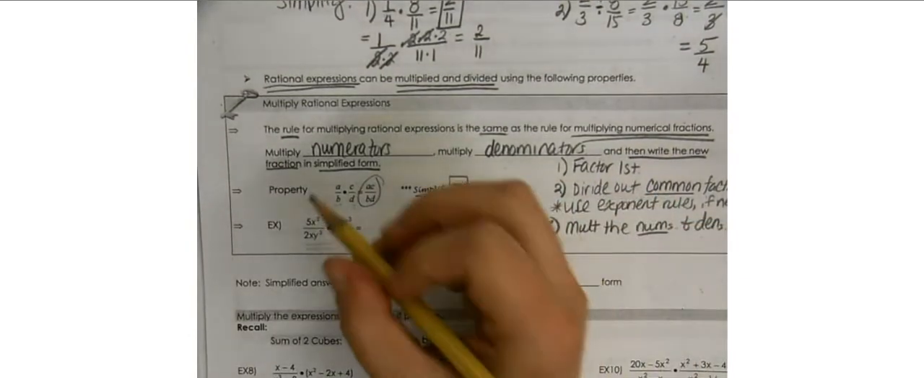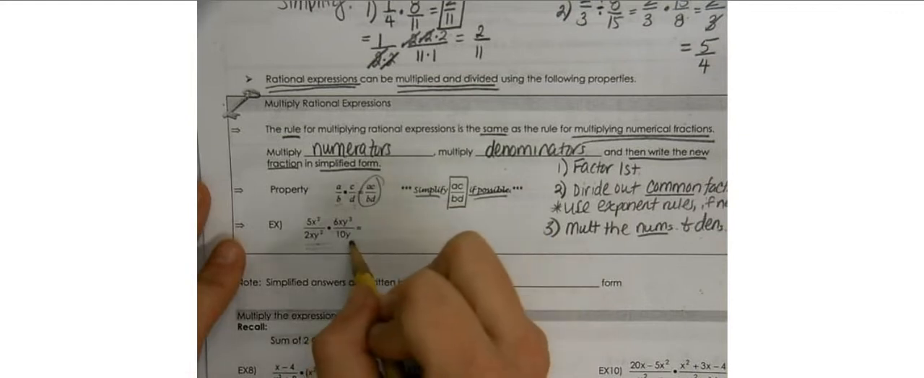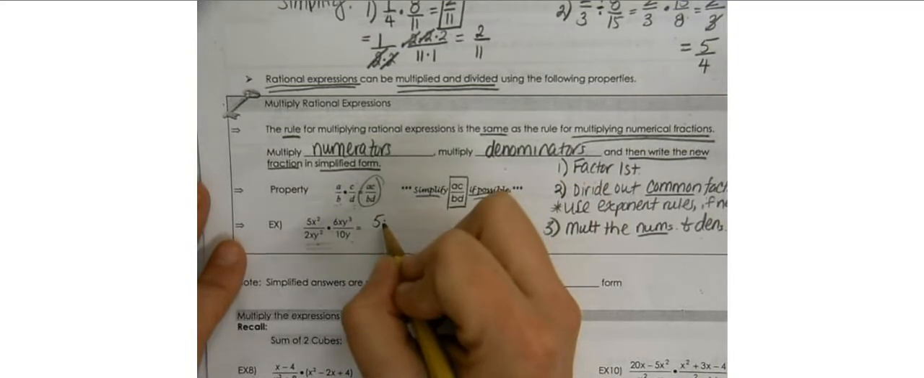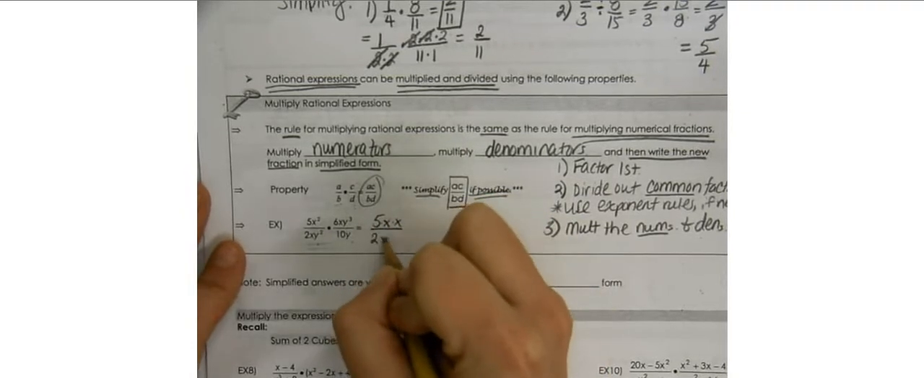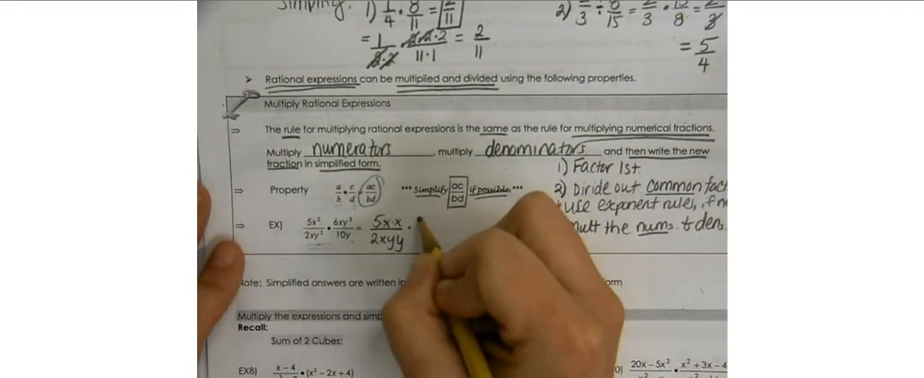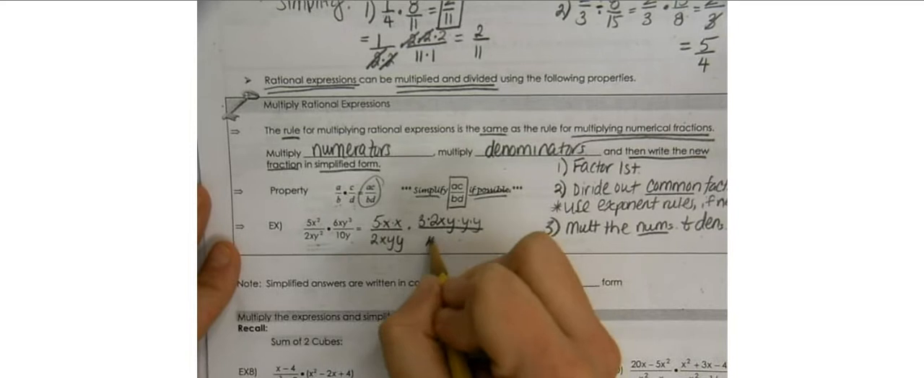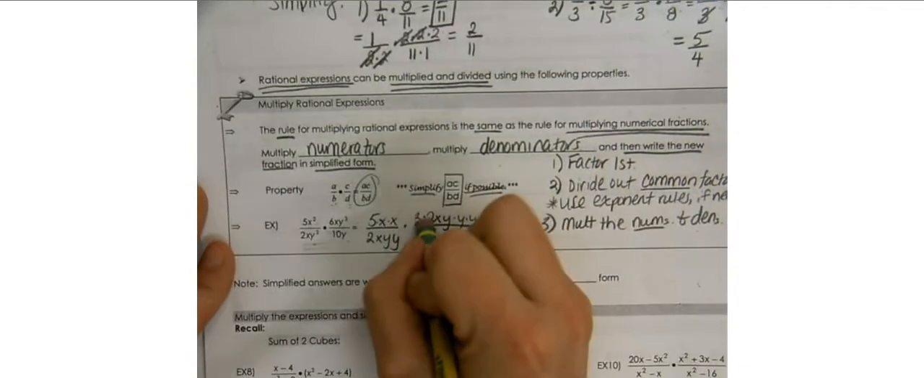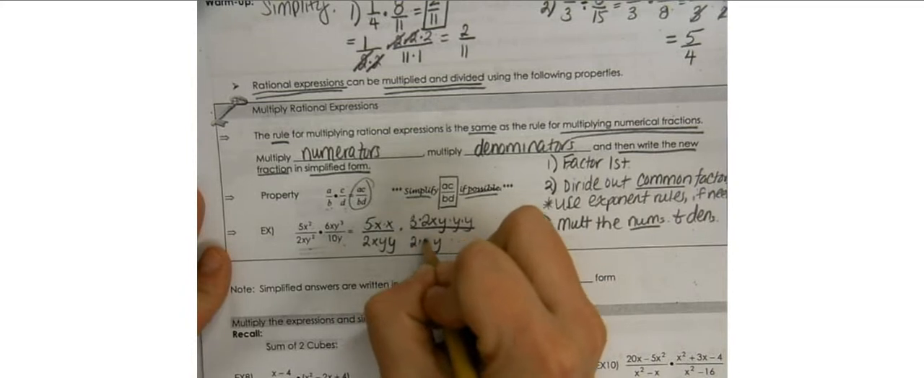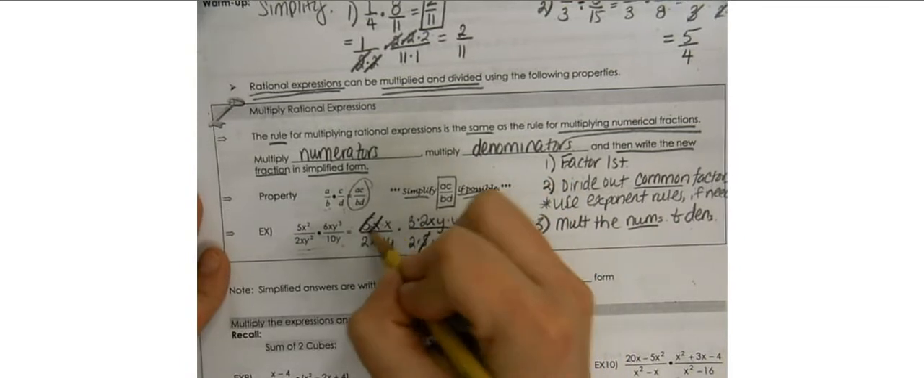So for this example, we have 5x squared over 2xy squared times 6xy to the third power all over 10y. What I'm going to do first is prime factor. This is 5 times x times x, all over 2 times x times y times y, times 6, which is 3 times 2, times x, and then y times y, all over 10y. Anything that is the same in the numerator as well as the denominator will be eliminated. Whoops, I forgot to break apart the 10. The 10 is supposed to be 2 times 5. So I have a 5 in the top and a 5 in the bottom, and I have an x in the top and an x in the bottom, so that will be eliminated.